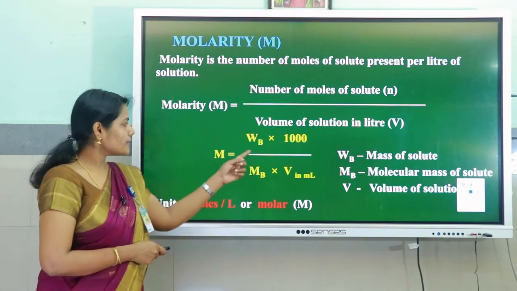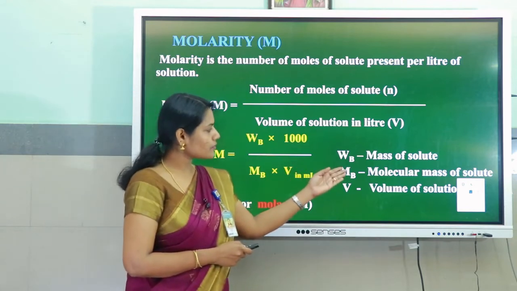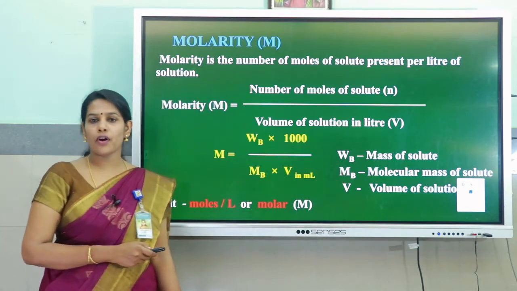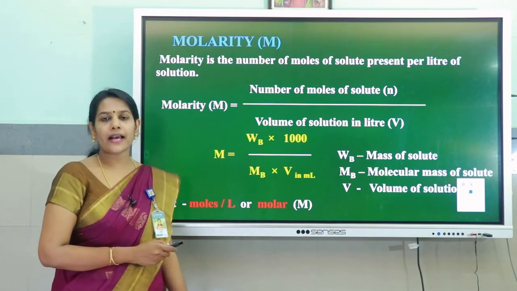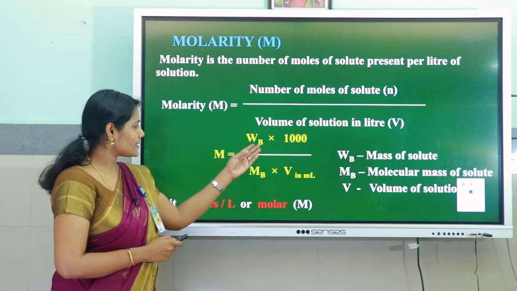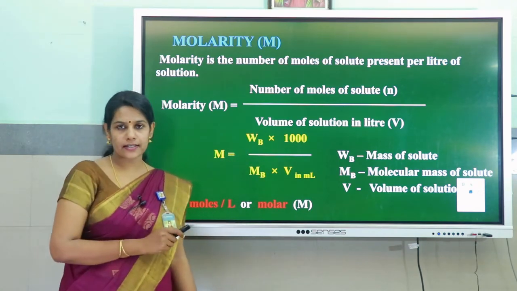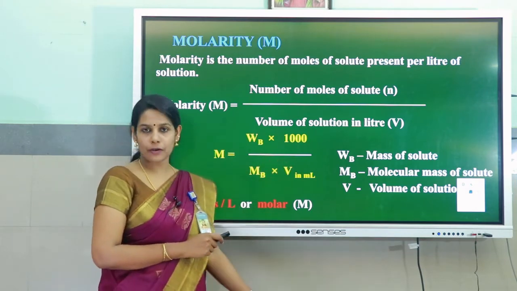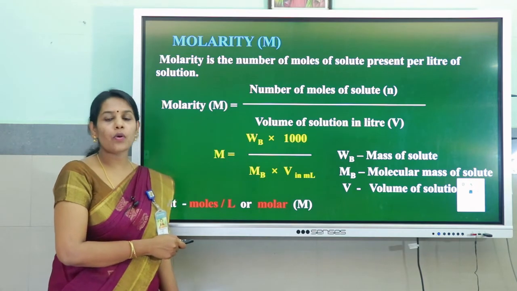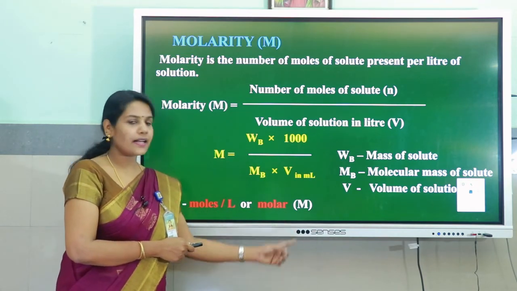Here B represents solute. WB is the mass of the solute, MB is the molecular mass of the solute and V is the volume of the solution. We know that number of moles is equal to given mass by molecular mass, that is given as WB by MB. And if the volume is given in liters, you do not have to multiply with 1000. The unit of molarity is moles per liter or molar, capital M.